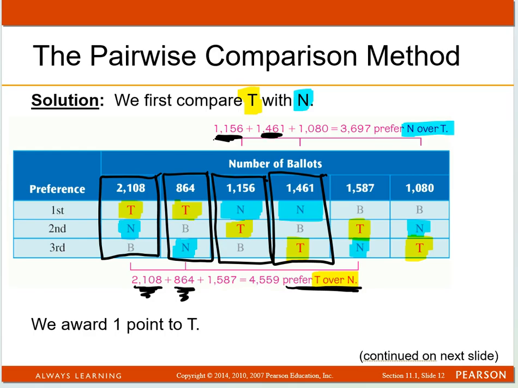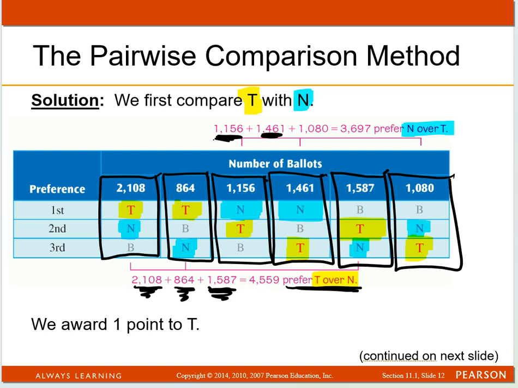1,461 is right here. Now when we get to this group of people, this 1,587 people, they have tacos as their second choice and nachos as their third. They really want burritos, but we're not looking at burritos just yet. We're only looking at tacos and nachos. So for those people, if they had to choose between tacos and nachos, they would pick tacos first. So that 1,587 is right here.